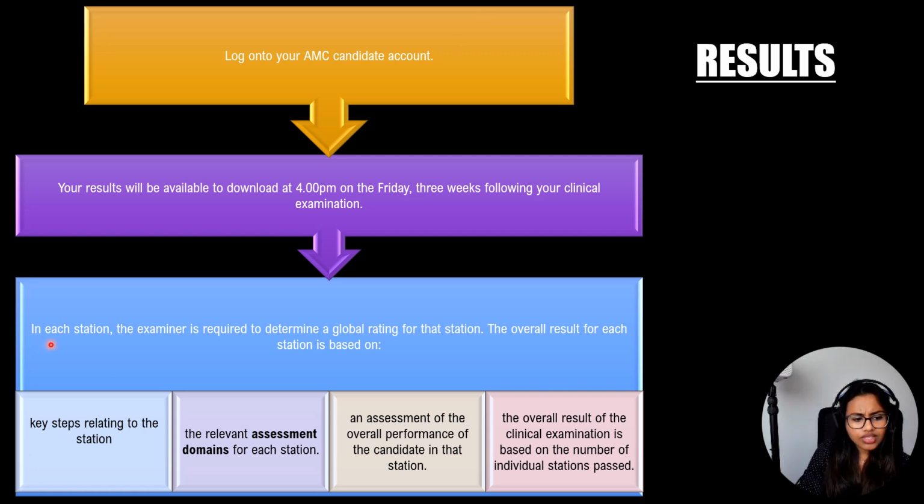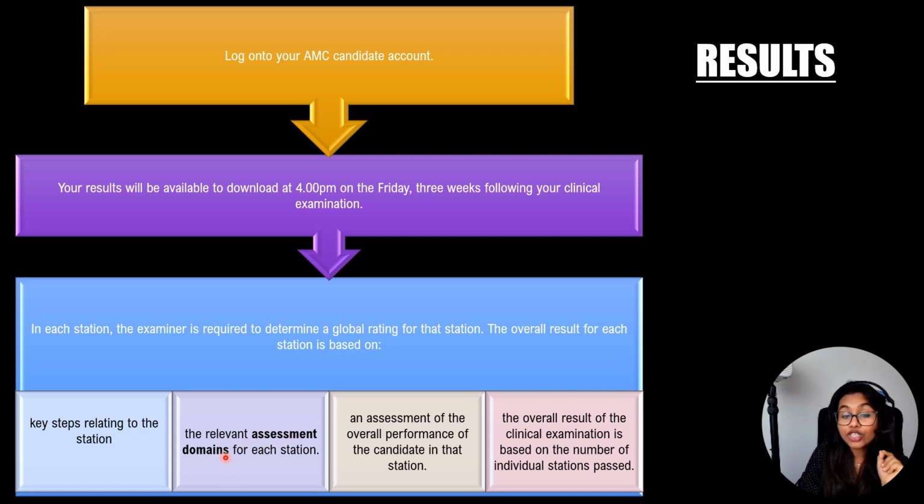So, guys, in each station, the examiner is required to determine a global rating for that station. So that's what I said. Although there is a predominant assessment area that they give a score for and emphasize, the examiners will be assessing you and giving you a global rating. Like they will be checking you in entirety, not just that particular assessment area. And the overall result on each of these stations will be based on the key steps that you're relating to the station.